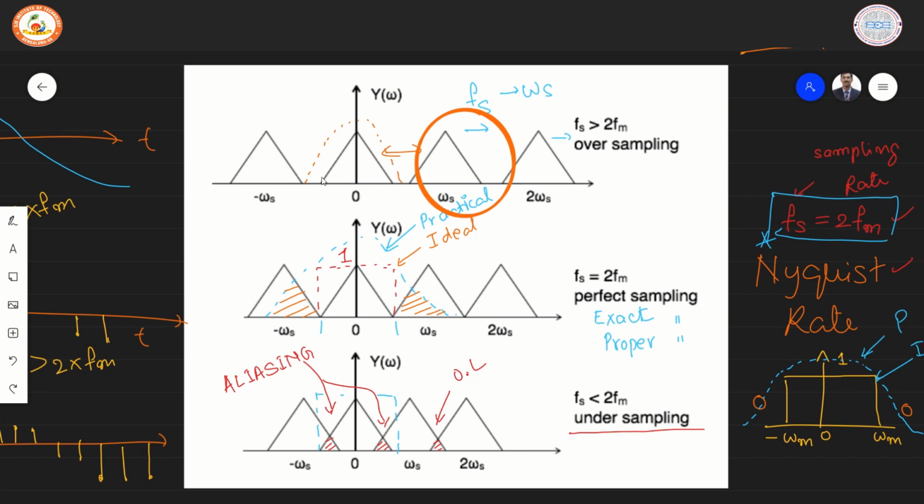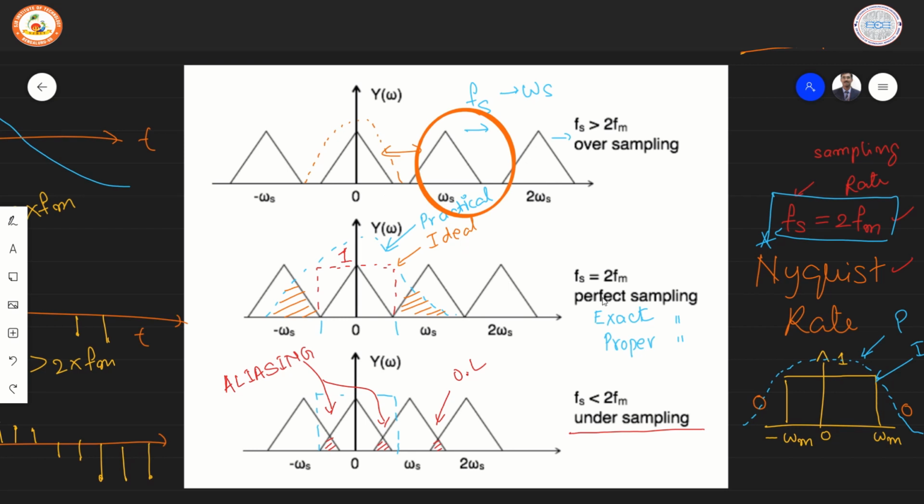Now to extract it, we may use a device called a filter. A very simple filter will help you extract the center frequency at 0. So this process is very simple when we go for oversampling.